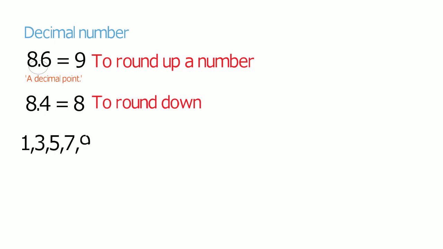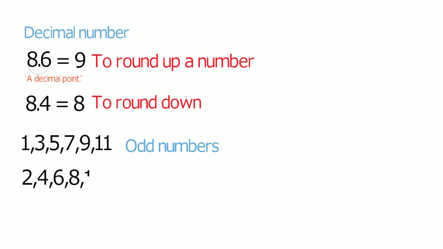What are these called? They are called odd numbers. They are numbers that cannot be divided by 2. What are these? Right, they are called even numbers, and they can be divided by 2.